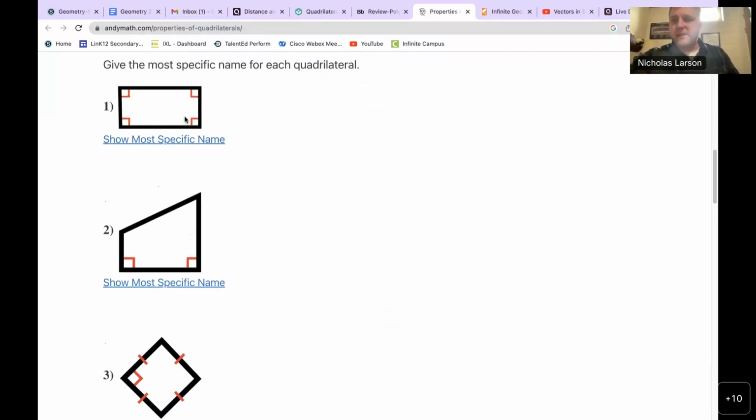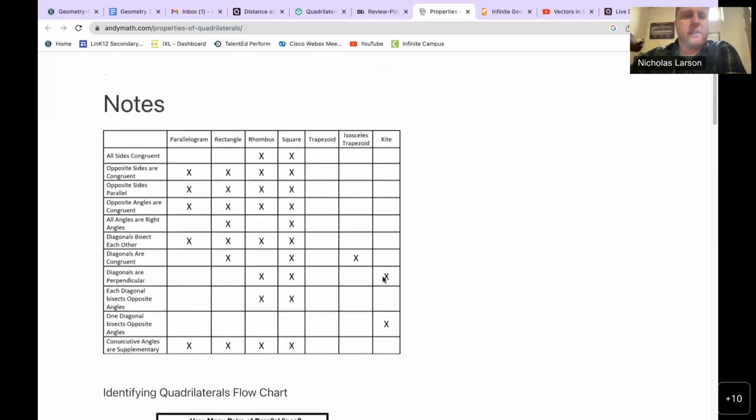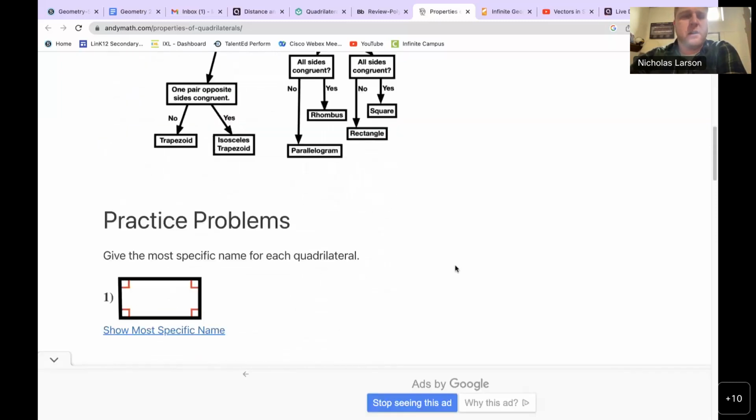Could you call this a quadrilateral? Absolutely. But is that the most specific? So 30 seconds, I want you to try to come up with 1, 2, and 3. What's the most specific name of all these shapes right here? What's the most specific that you can call it?